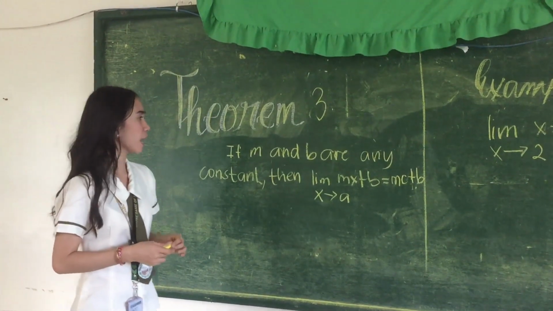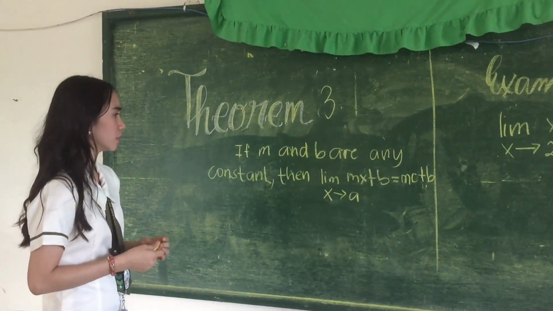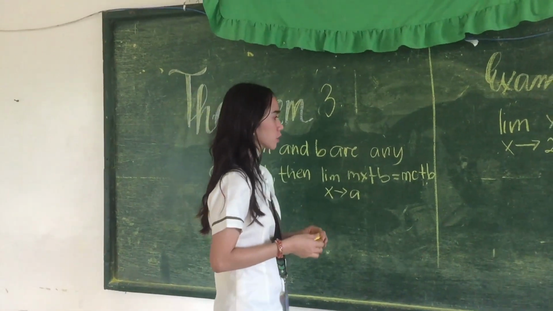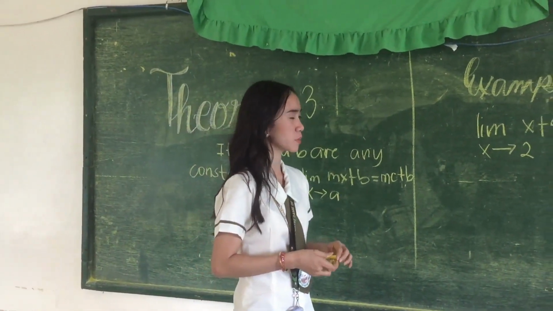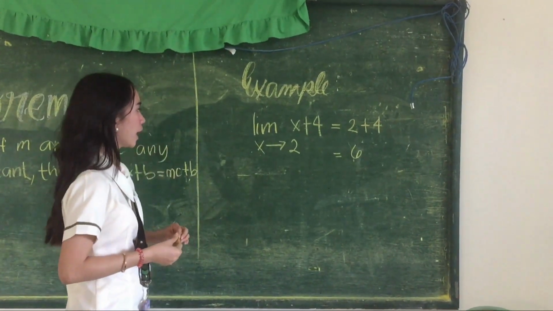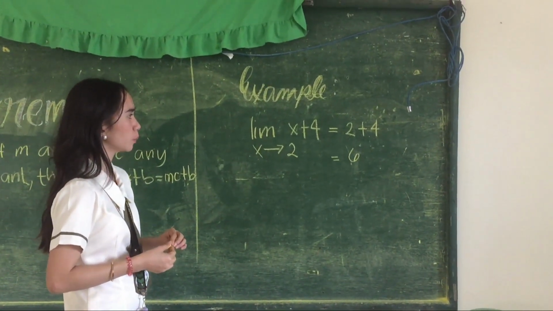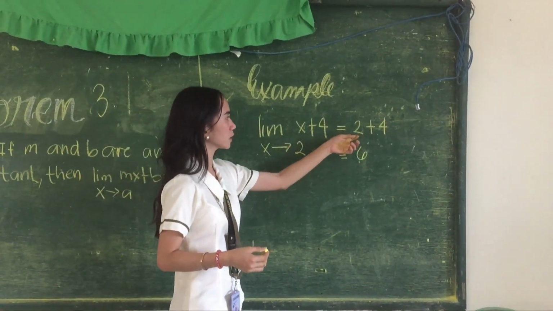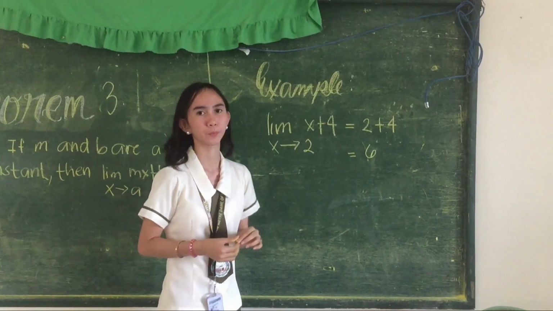Theorem 3. If m and b are any constants, then the limit of mx plus b where x approaches a is equal to ma plus b. Example: the limit of x plus 4 where x approaches 2 is equal to 2 plus 4, which is equal to 6, where we substitute 2 for x.